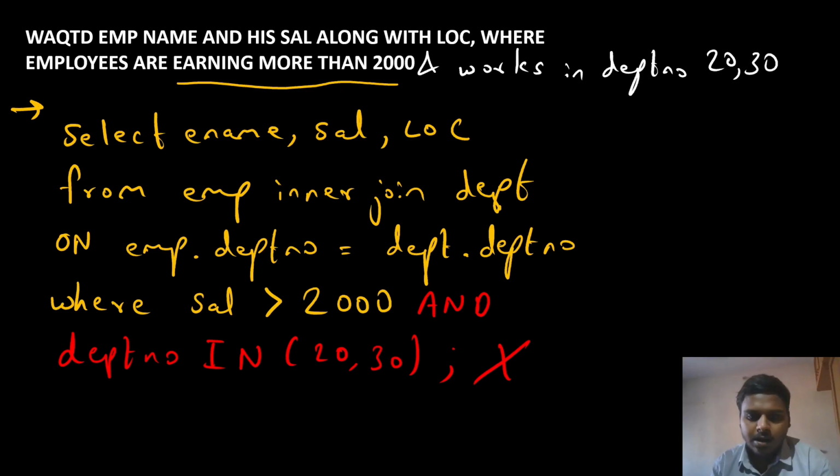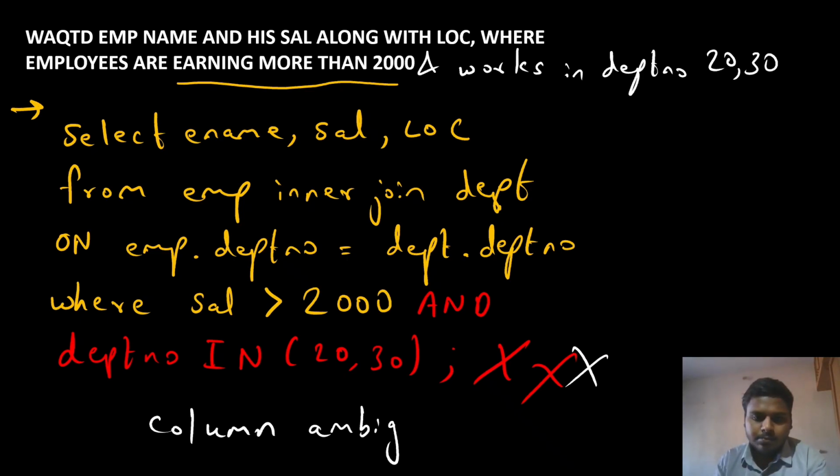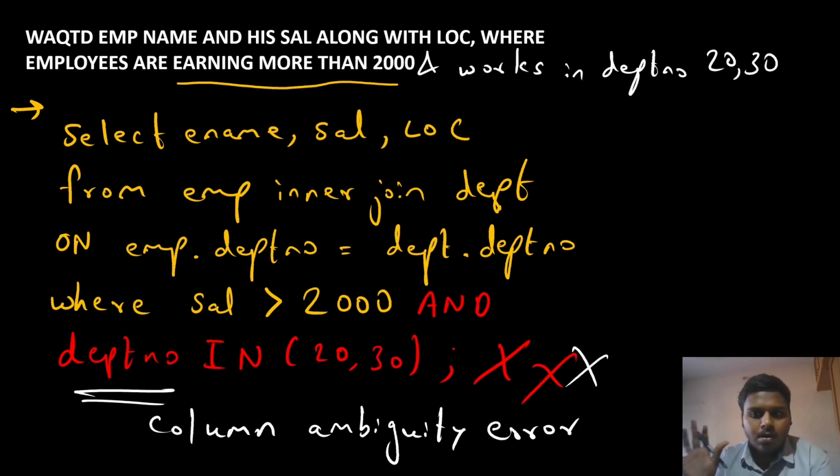It will throw an error. Sir, what error? The error name is column ambiguity error. Ambiguity means confusion. Sir, what confusion? See, guys, the department number column is the same. Column name department number is in the employee table also and in the DPT table also. Now, which department number column should I take? Employee table department number or department table department number? Now the compiler is getting confused. We need to mention it clearly.